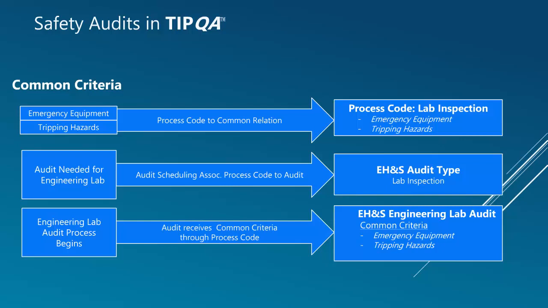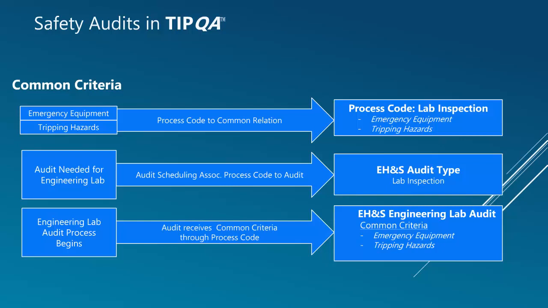When an audit's scheduled, the Lab Inspection process code is entered and saved onto the Audit's Process Code tab. This relates a scheduled audit with the process code and, through it, the criteria related to the same process code. When this audit is started, the audit module sees the process code Lab Inspection and pulls in those two criteria associated with that process code to be presented to the auditor. This will occur with any audit that references that process code. You can have more than one process code associated per audit, and as shown here, more than one common criteria associated to a process code.